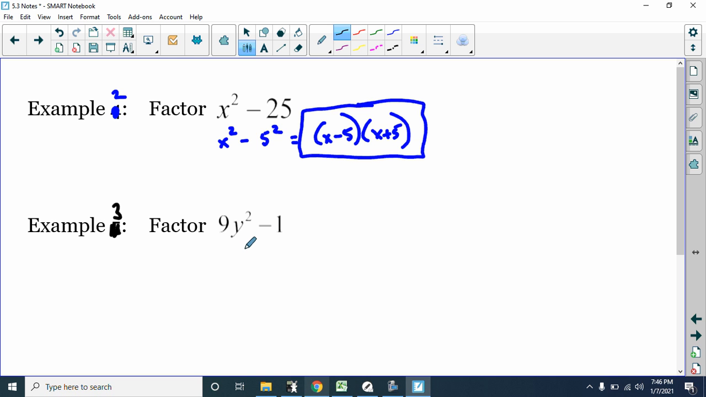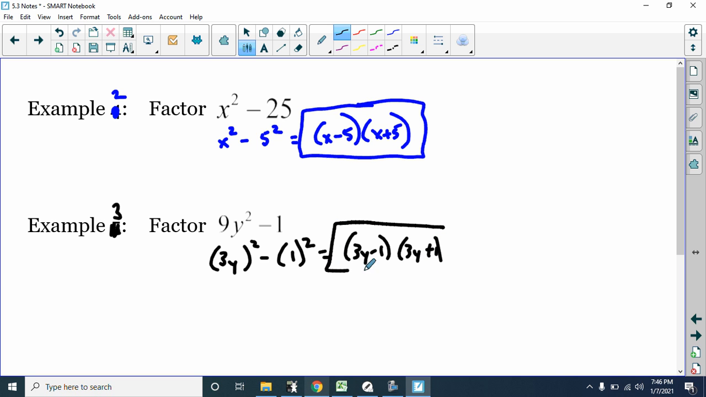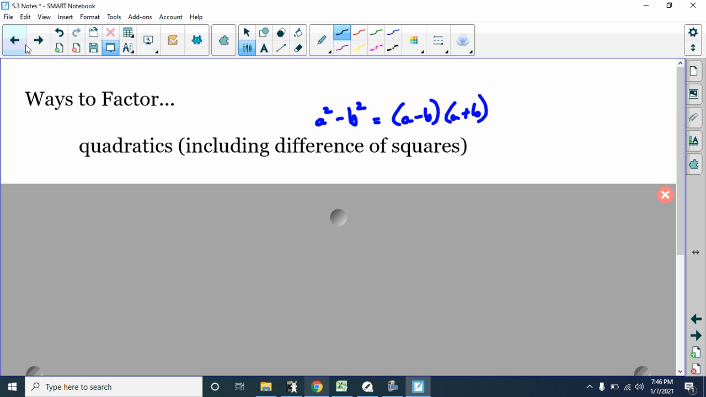Example 3 asks us to factor 9y squared minus 1. 9y squared we could write as 3y squared. 1 we could write as 1 squared. So our factors are 3y minus 1 and 3y plus 1. So that's factoring by a difference of squares.